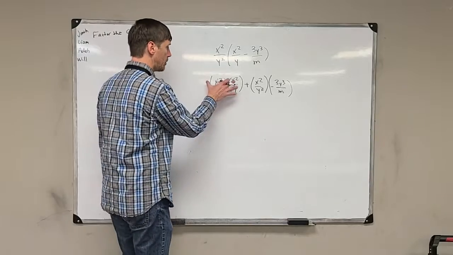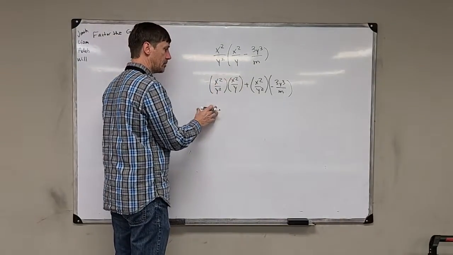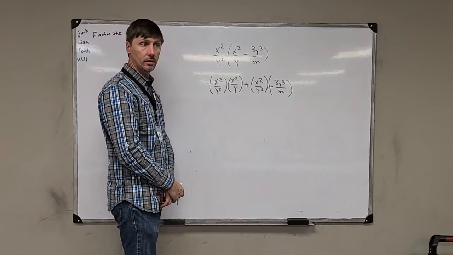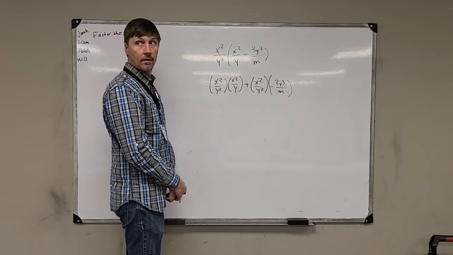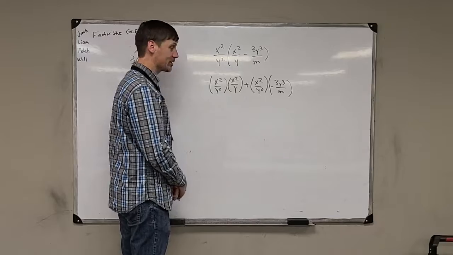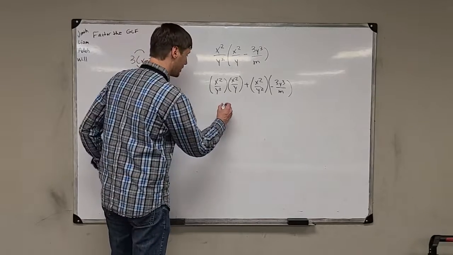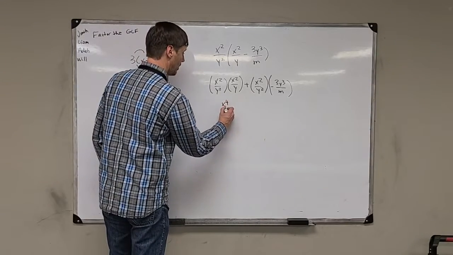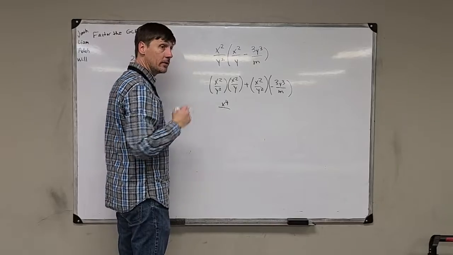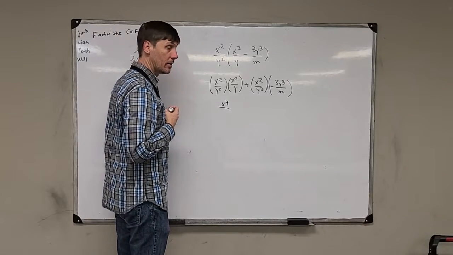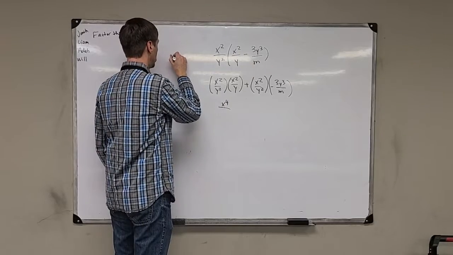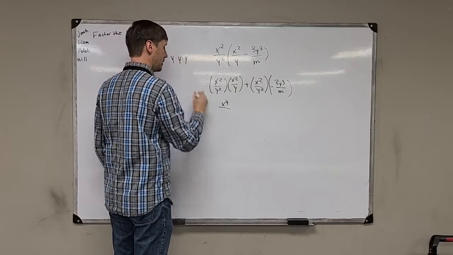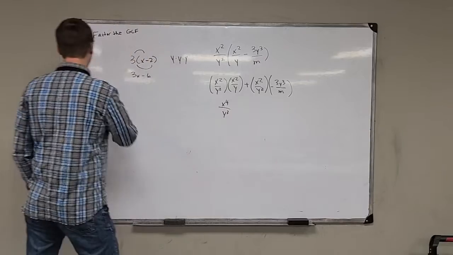All right. So how do we multiply fractions? We say we multiply the top together. What's x squared times x squared? X to the 4th. Right? X squared times x squared is x to the 4th. Y squared times y. What's that? Y squared times a y, so we would have 3 y's, so y cubed, right?